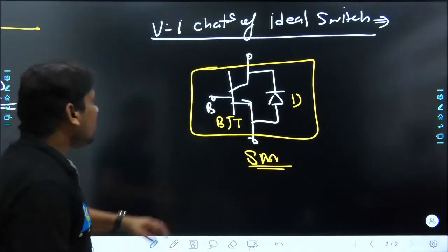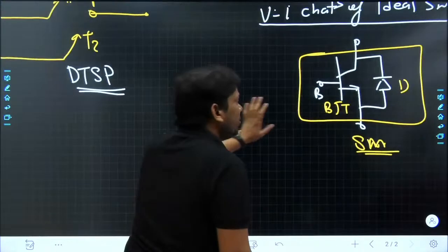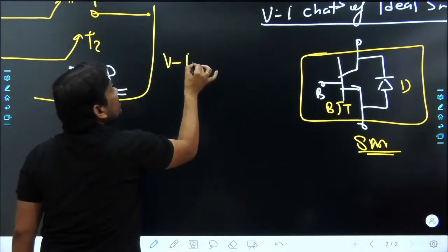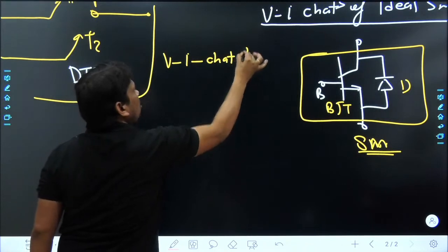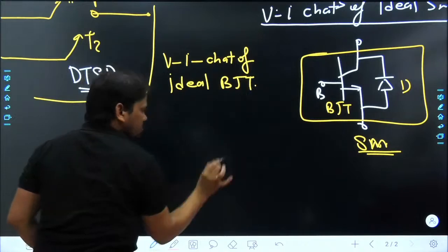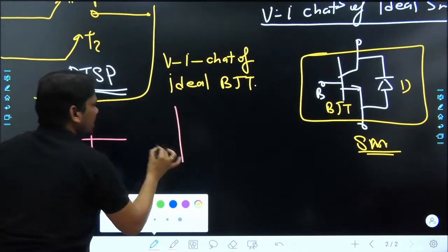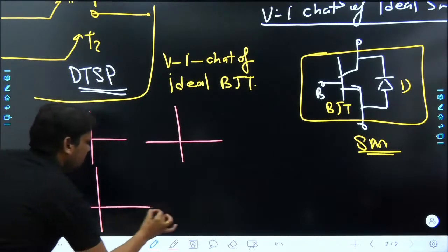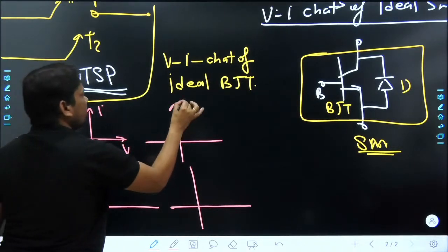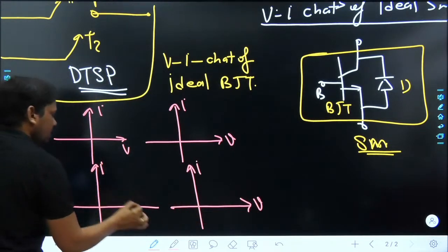Now this is the BJT with anti-parallel diode. Can I ask you a few things before discussing this? Can you tell me what the VI characteristic of an ideal BJT will be? I want to ask a very easy question. I want to give you a few options, A, B, C and D. Here I want to write I and V, and similarly in each, an I and V quadrant system.